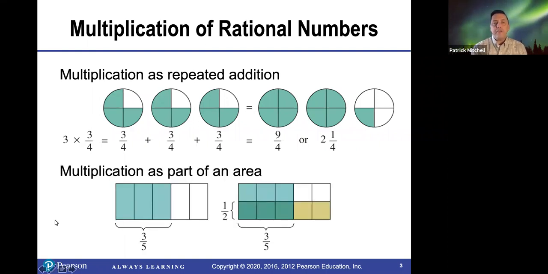When both of the factors are fractions, you can represent multiplication as part of an area. So here we have 3/5. If we want to multiply 3/5 by 1/2, we could just cut in half going the other direction. So here is 3/5 across the bottom. Here's 1/2 down the side. And so that cuts this whole into 10 parts. And my product represents 3 of those parts. So 1/2 times 3/5 is 3/10.